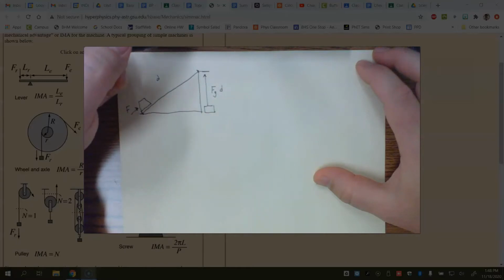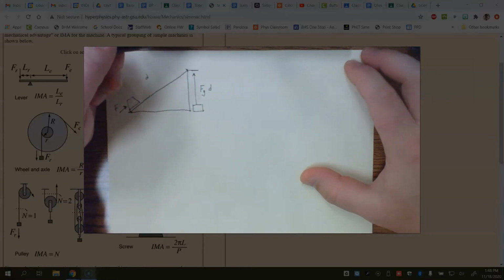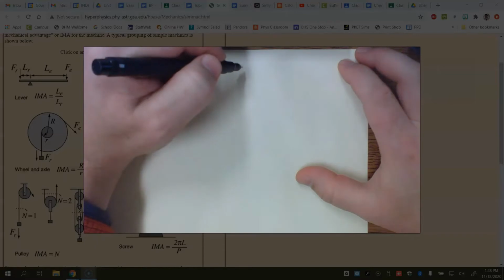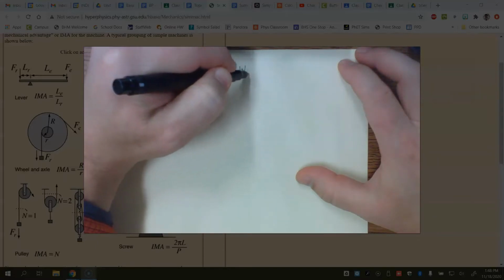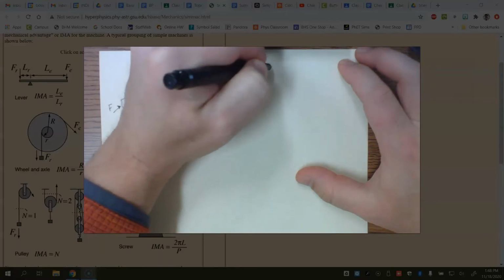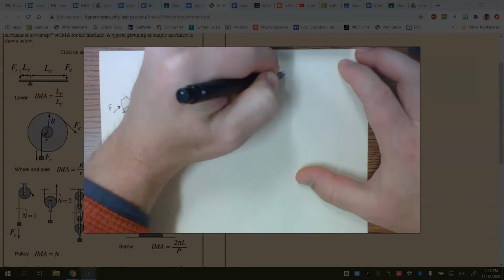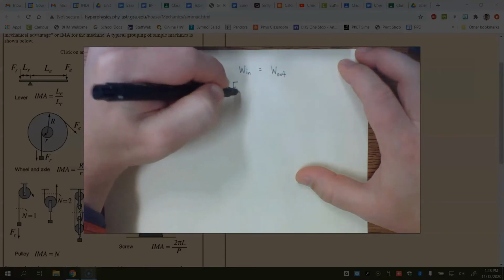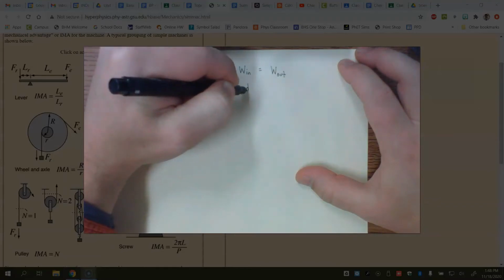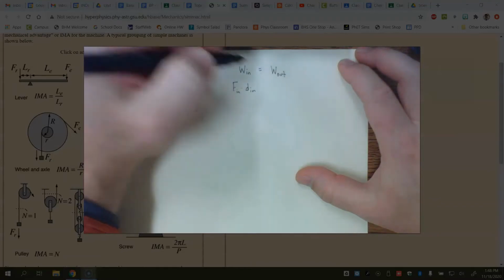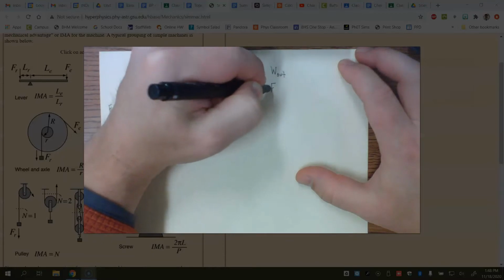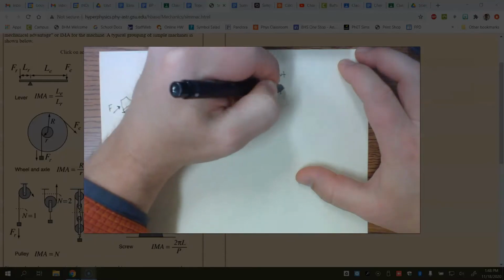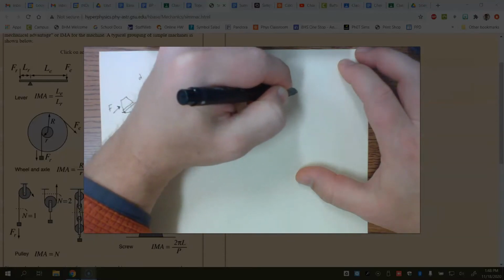So when we go back to the premise here that energy is equal in all machines, the work that we put into the machine has to be equal to the work that we get out of the machine, which means that the force that we put into the machine times the distance that that force is being applied is equal to the force that we get out of the machine times the distance that we get out of the machine.